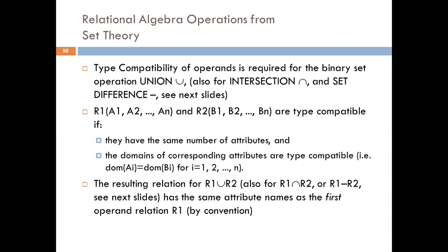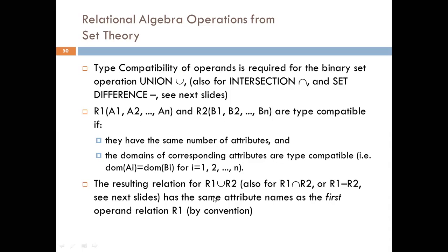So type compatibility of operands is required for the union, intersection and set difference operations. We say two relations R1 and R2 are type compatible if they have the same number of attributes and the domains of the corresponding attributes are type compatible. Here the corresponding attributes means A1 corresponds to B1, A2 corresponds to B2. So first attribute with first attribute of the other table, second with the second, third with the third, and so on.